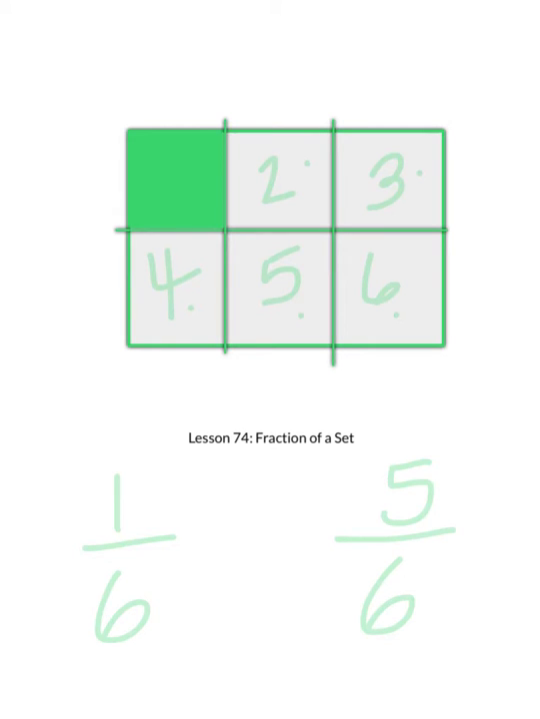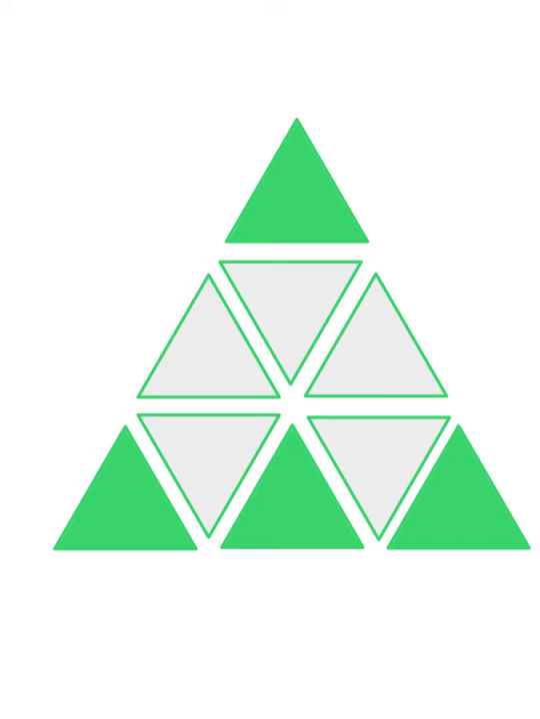All right, now let's get to what's coming up next. So now we will see things called sets. Now this is a set here. It is formed by other polygons, in this case triangles. What we need to figure out is, first of all, how many total shapes are in this set? In this case, how many total triangles are in this set?